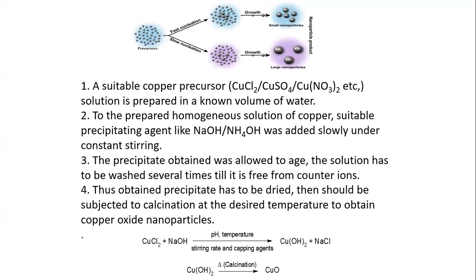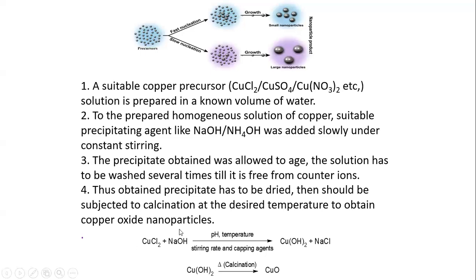Then the solution, after allowing it to age, has to be washed several times till it is free from the counter ions, so that other ions do not interfere in the nanomaterial preparation. Thus the obtained precipitate has to be dried and then subjected to calcination at a desired temperature to obtain the copper oxide nanoparticles.